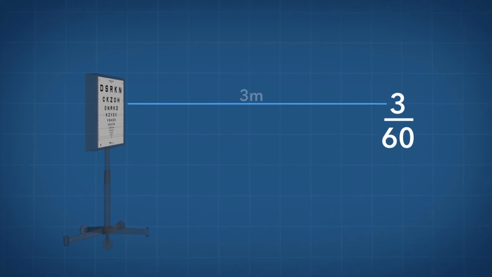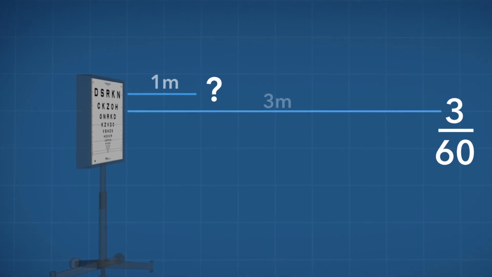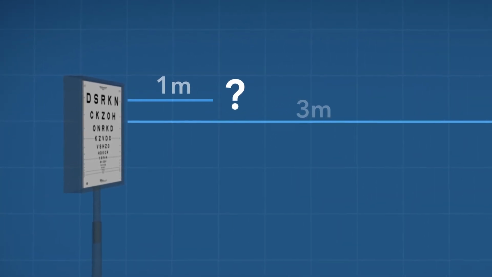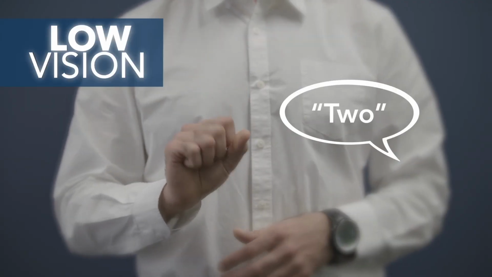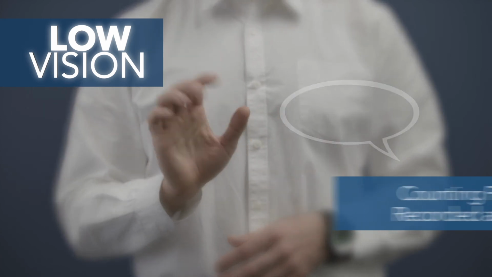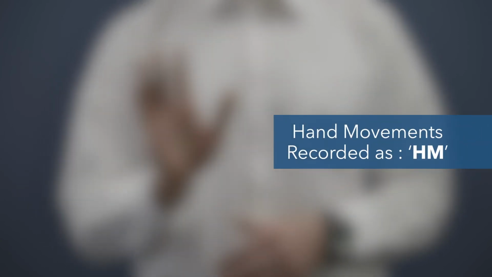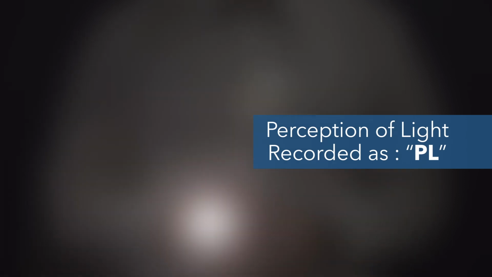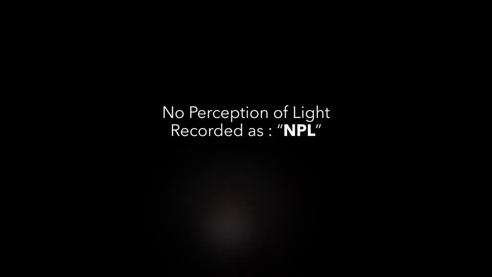If the top letter can't be read at half the original distance from the chart, then hold your fingers up at 1 meter from the patient. This is recorded as counting fingers vision. If the patient can't count fingers, then wave your hand at 1 meter. This is recorded as hand movements vision. If they can't see hand movements, then shine a pen torch towards the eye. This is perception of light vision, and if they can't see the light, this is no perception of light.